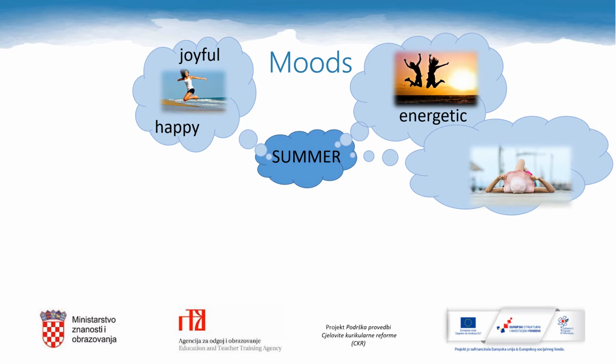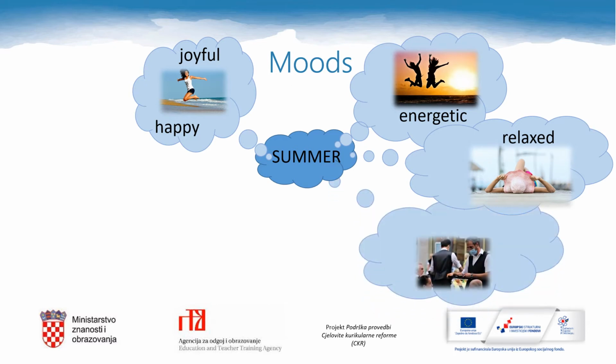How does this person feel? This person feels relaxed. It is possible to feel both energetic and relaxed at the same time because you don't go to school in summer and your parents usually have a vacation in summer, so you can sleep longer. There are also studies showing that on sunny days people are more like this.